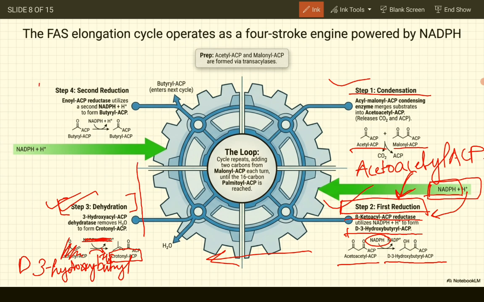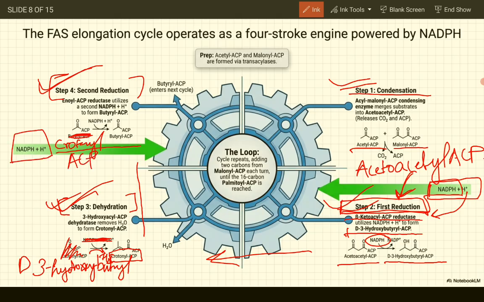Now comes the second reduction step. The second step was reduction, and the fourth step is again reduction. The first was condensation, then reduction, then dehydration, then again reduction. So crotonyl ACP utilizes NADPH as a reducing agent to be reduced into butyryl ACP. Enoyl ACP reductase utilizes a second NADPH to form butyryl ACP. Now the butyryl ACP has been produced, and this enters the next cycle.